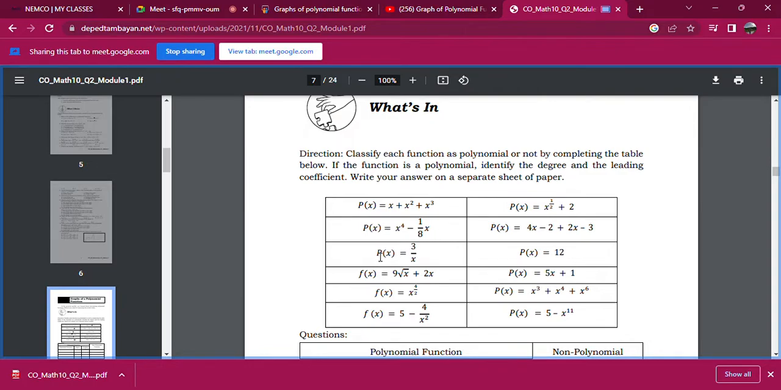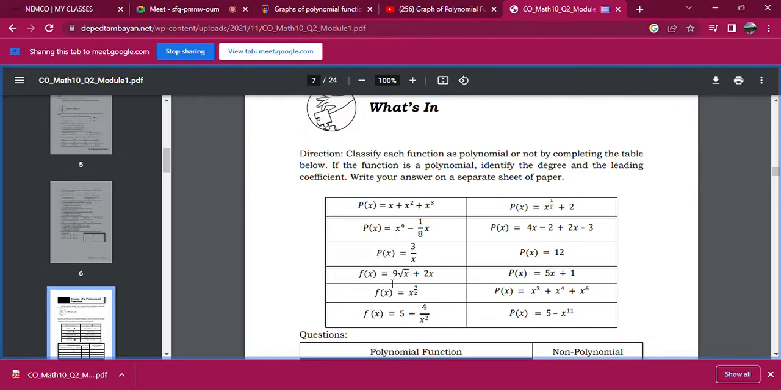This one here, p of x is equal to 3 over x, is not a polynomial function because our variable x is in the denominator. So our variables should no longer be in the denominator. If there is a variable in the denominator, it will never be considered a polynomial function. So this example number 3 here is not a polynomial function.